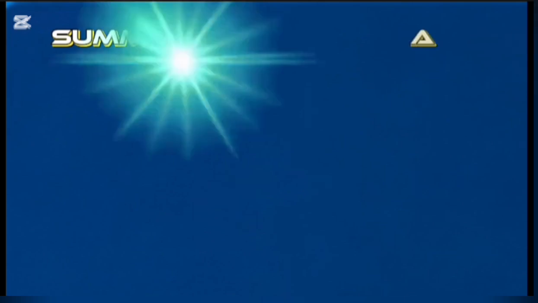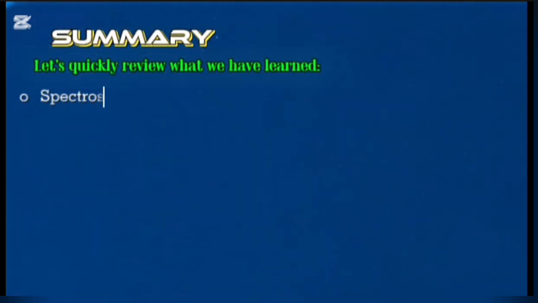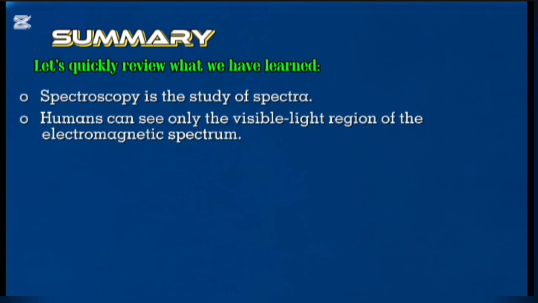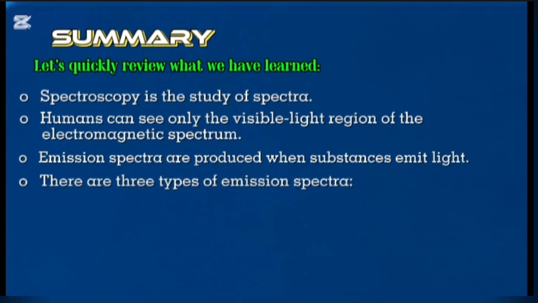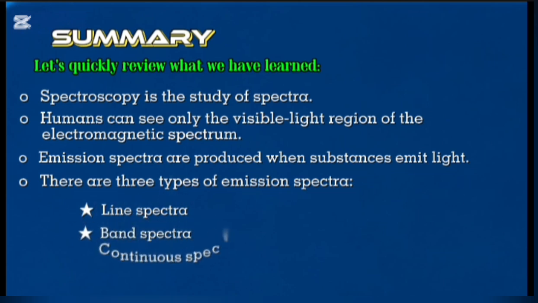Let's quickly review what we have learned. Spectroscopy is the study of spectra. Humans can see only the visible light region of the electromagnetic spectrum. Emission spectra are produced when substances emit light. There are three types of emission spectra: line spectra, band spectra, and continuous spectra.